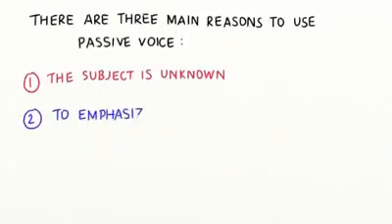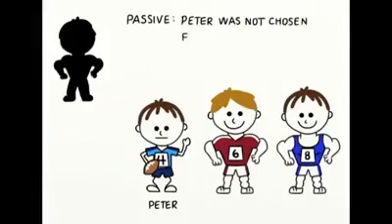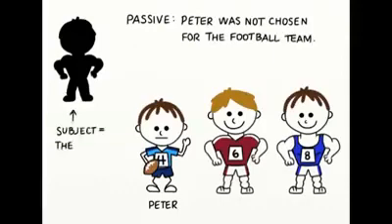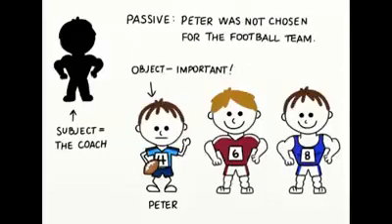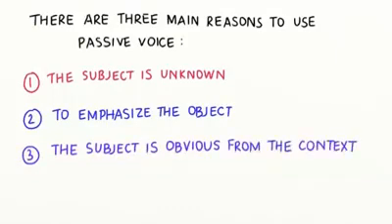The second reason we use passive voice is to emphasize the object. For example, Peter was not chosen for the football team. Here, the subject is the coach, but the coach is not important. Peter is important. The third reason we use passive voice is when the subject is obvious from the context.